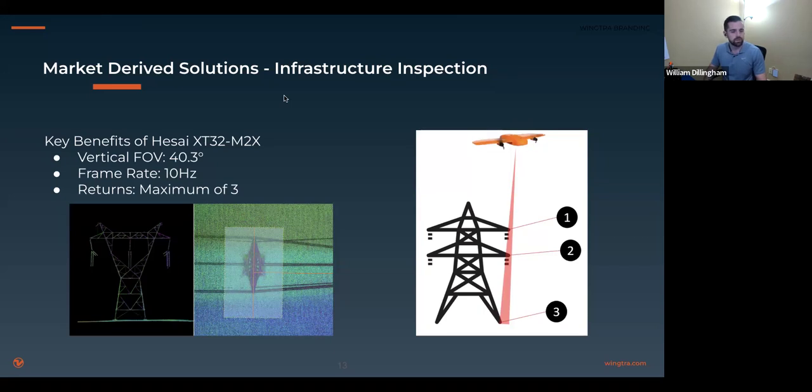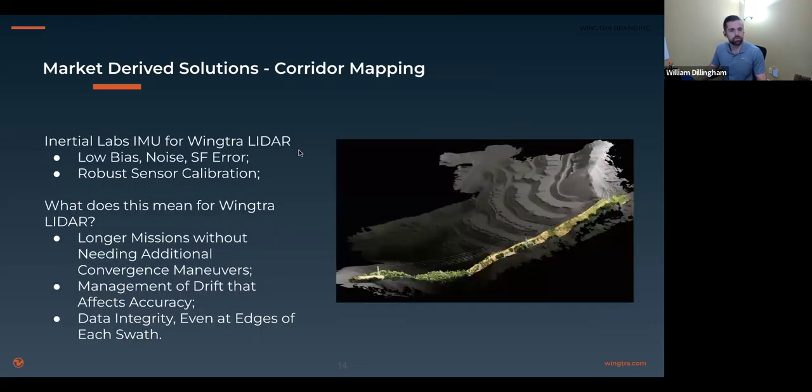You can go on to the next slide. Another phenomenal application, again, a lot of this is really high level, is corridor mapping. A lot of this boils down to some of the strengths that Inertial Labs has in bringing this solution with the Wingtra LiDAR payload. The inertials used inside this system are low bias, low noise, with low scale factor error, and that really assists in making sure that what you're referencing is properly georeferenced. When you're doing these long straightaways, you don't have to worry about drifting and needing to do additional convergence maneuvers over time.